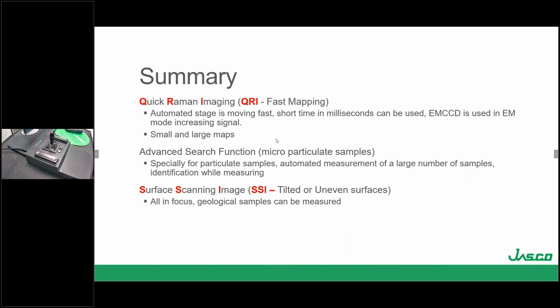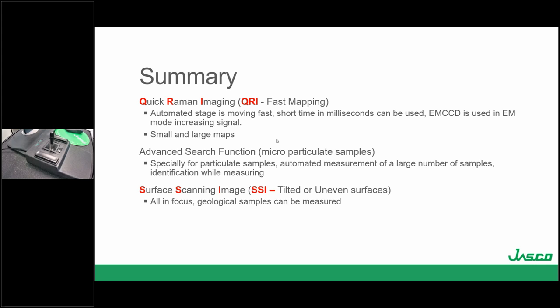Summarizing this demo, I used three different techniques. The first one was the QRI, that is the fast mapping. We have an automated stage that is moving fast. We have a short time that was set up in milliseconds, and we're using an EMCCD detector to increase the signal and to collect a lot of data, especially for the MCR software, that needs a lot of input to create those nice Raman images.